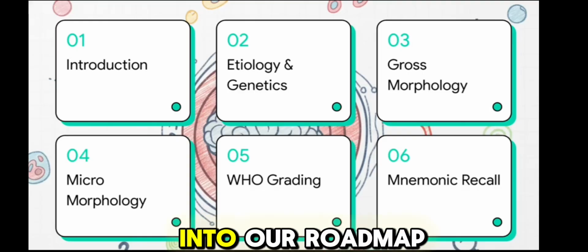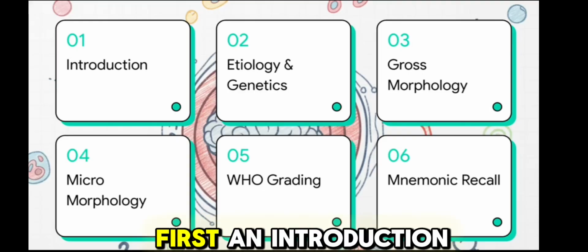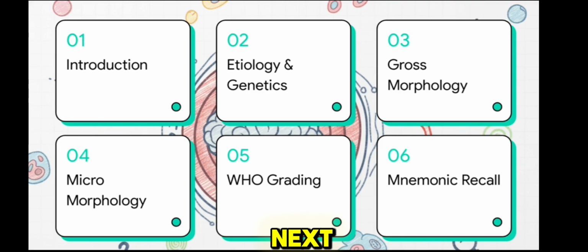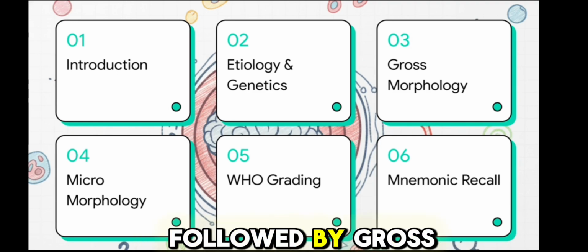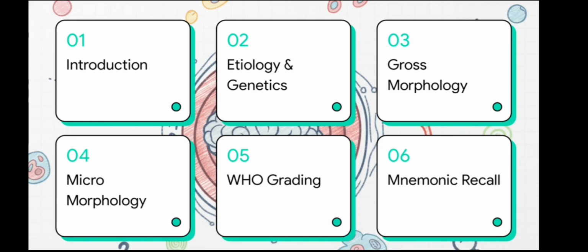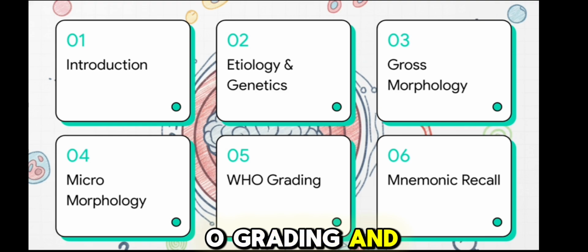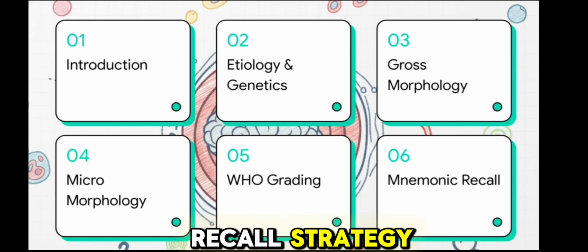All right, let's dive into our roadmap for this explainer. First, an introduction to define the tumor. Next, etiology and genetics, followed by gross and microscopic morphology. We'll then cover WHO grading and finish up with a fantastic mnemonic recall strategy.